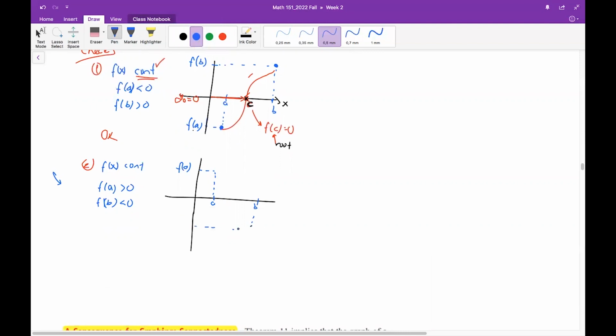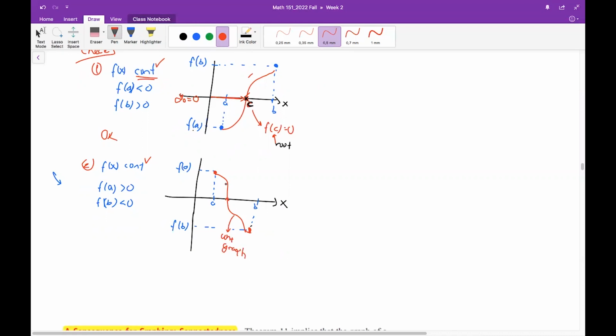Okay, like this. f(b) is under the x-axis. So if your function is continuous and it has one image under the x-axis like this, and one image above the x-axis, now by the intermediate value theorem, by connecting these two points with a continuous graph, you have to pass over the x-axis somewhere between a and b. This is ensured by the intermediate value theorem because you have to connect these two points with a continuous graph.